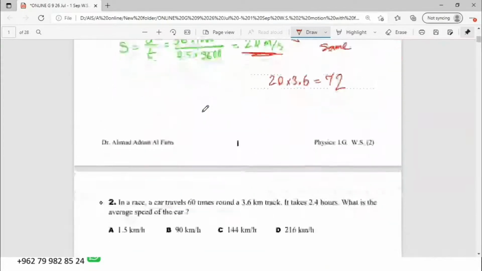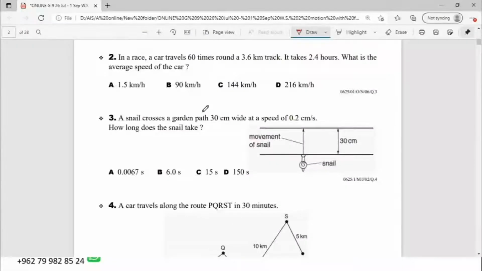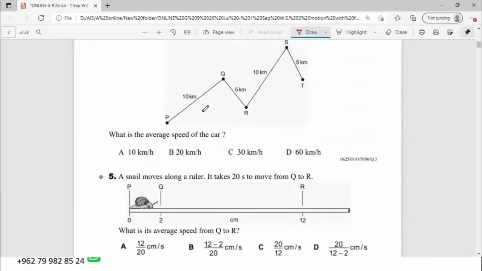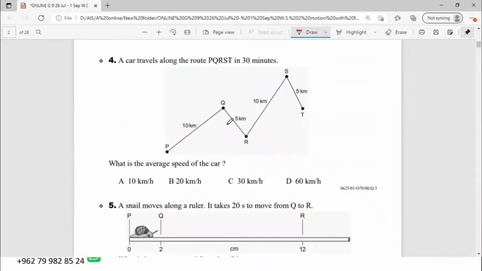Okay, let's continue. We have multiple choice questions. I will skip it. Let's move on to question number 4. I will give you 1 minute to give me the answer. What is the question asking? A car travels along route PQRST in 30 minutes. What is the average speed for the car in kilometers per hour?